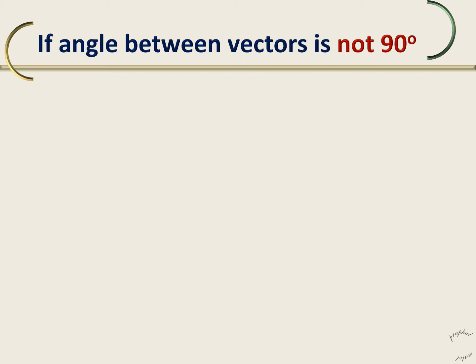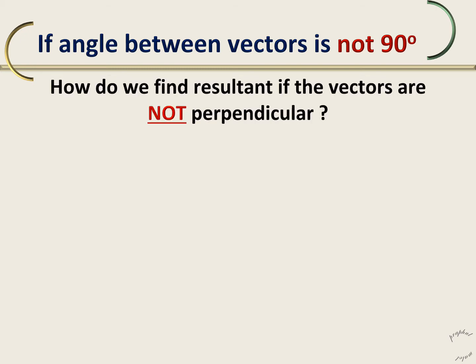All the previous examples we were discussing cases where the vectors are exactly at 90 degree, so that easily you can make a right triangle using the vectors and their resultant, and you could apply Pythagoras theorem and trigonometry. But what if the angle is not 90 degree? What if the vectors are not perpendicular to each other? How do we solve? Because the Pythagoras theorem applies only for right triangles.